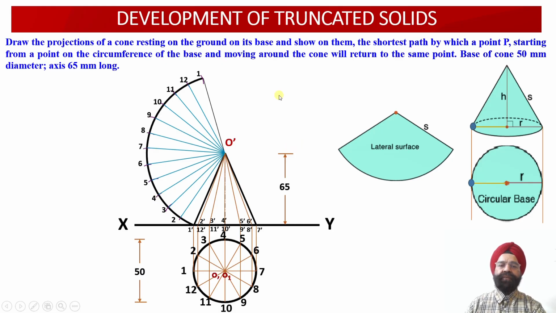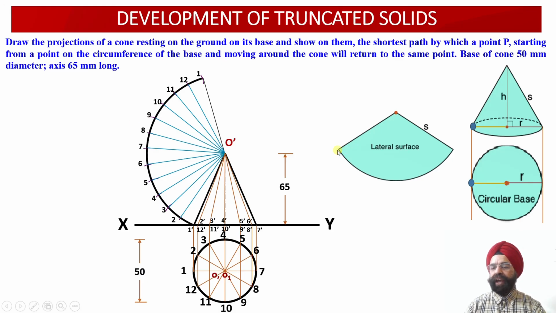Now we see that we are required to obtain the shortest distance that a point P or an insect should be moving along the circumference of this cone, covering the entire cone in one revolution, and coming back to the same point 1 dash over here, and the distance traveled by this point P or the insect should be the minimum possible distance over here.